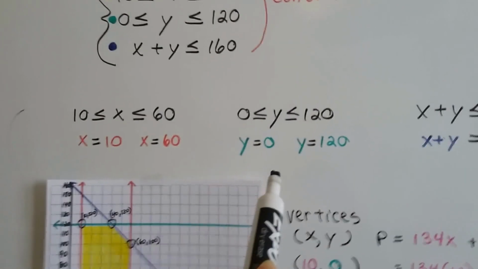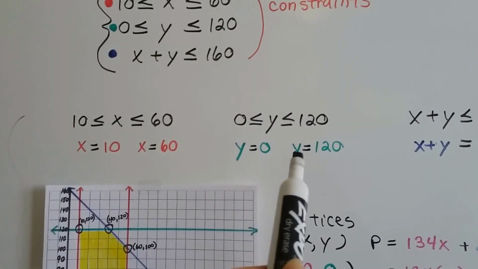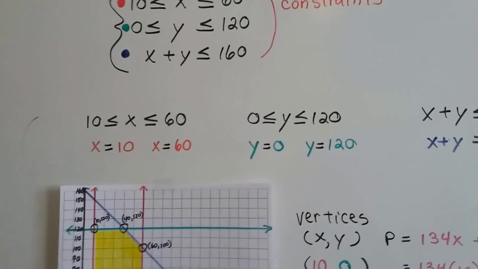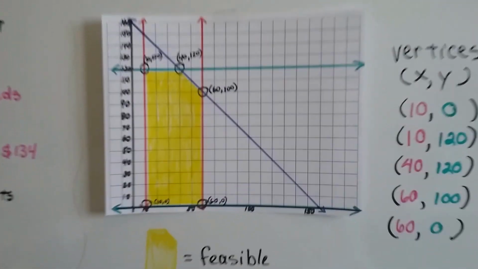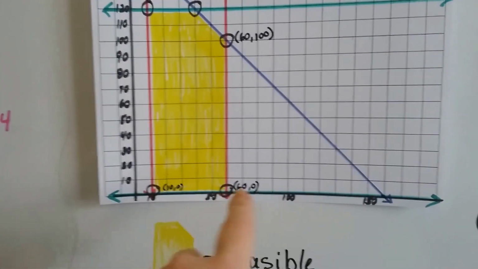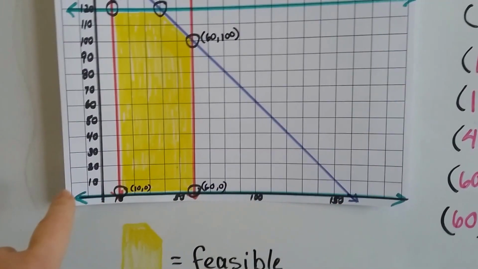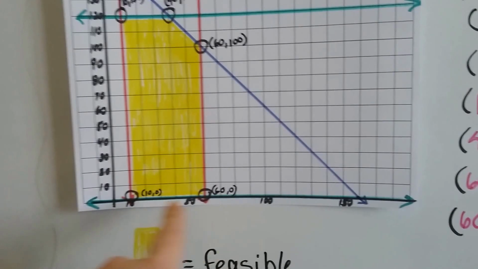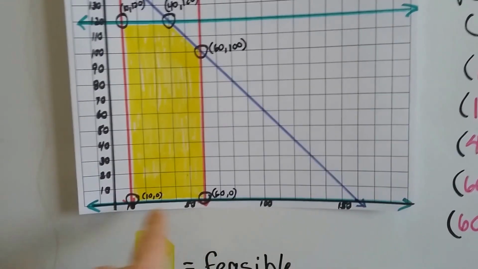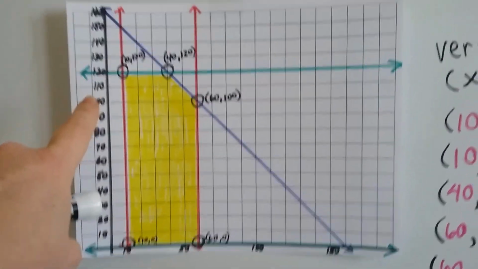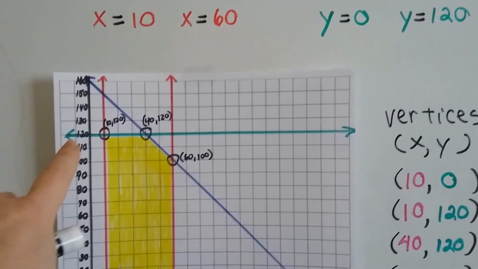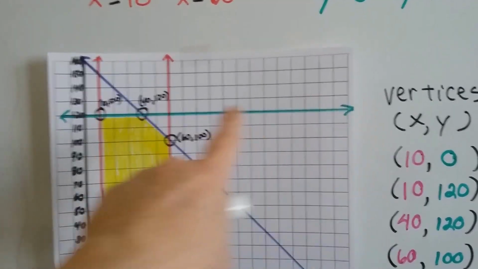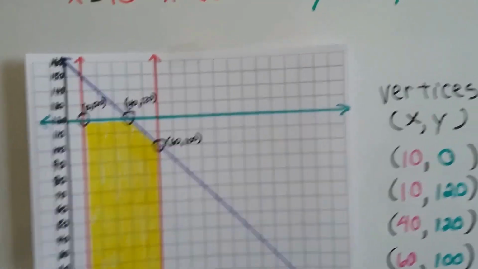For the green one here, y is equal to 0, and also y is equal to 120. So y being a 0 is this line right here at 0. It's the x-axis, isn't it? Because that's where y is 0. So that's the bottom constraint, the bottom boundary line, and then y is 120 is going to be the top one. So we draw y is 120 here.